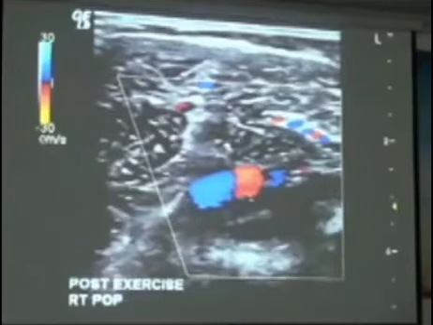Because of the thickening up of this muscle compressing against the posterior condyle.